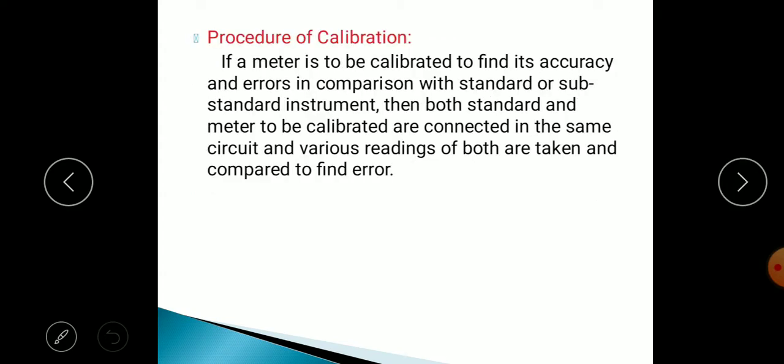Procedure of calibration. If a meter is to be calibrated to find its accuracy and error in comparison with a standard or substandard instrument, then both the standard and the meter to be calibrated are connected in the same circuit, and various readings of both are taken and compared to find the error.